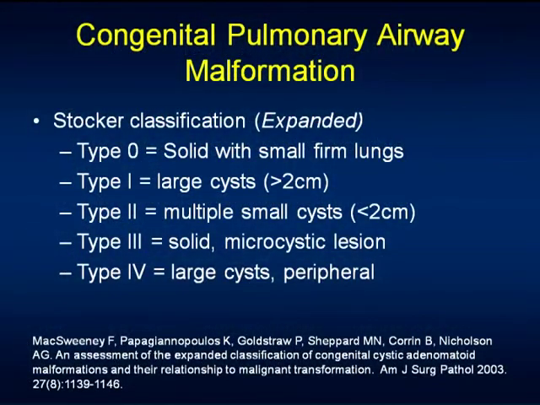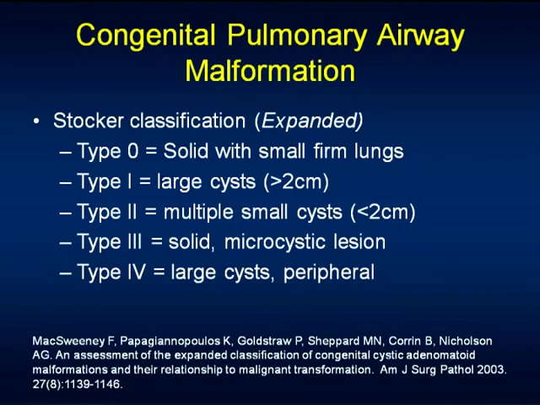So I think you're all familiar with the Stocker classification system. It was expanded back in 2003. It goes from type 0 to type 4 lesions, which varies depending on the level at which the bronchiolar hyperproliferation occurs, from central to more peripheral in location.